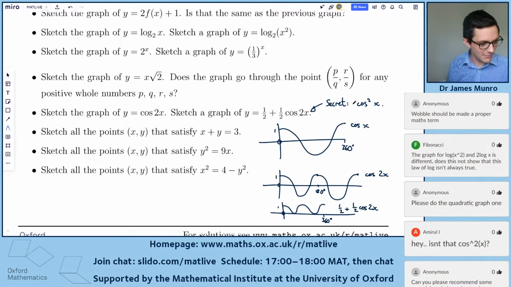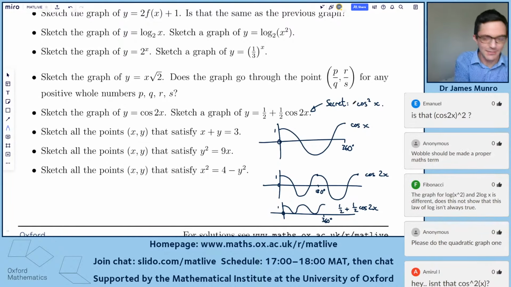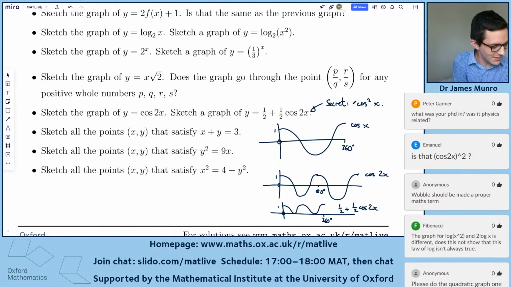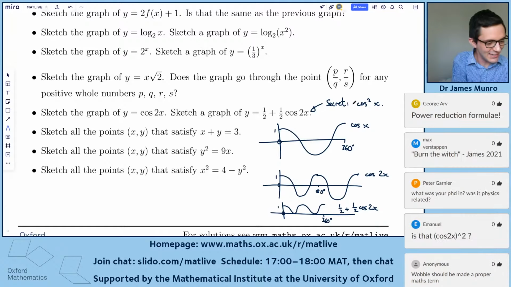Did I say wobble? And people are now going to call me out for saying wobble. Yes, okay, so people saying it's cos squared. Yeah, so my PhD was in fluid dynamics. Fluids do oscillations and wobbles. Right, cool. Good. People know about sine and cosine.